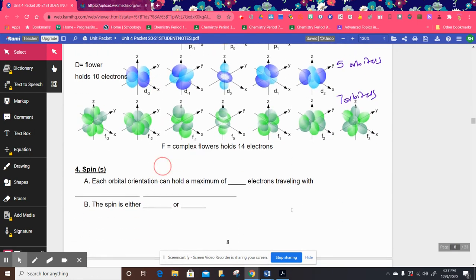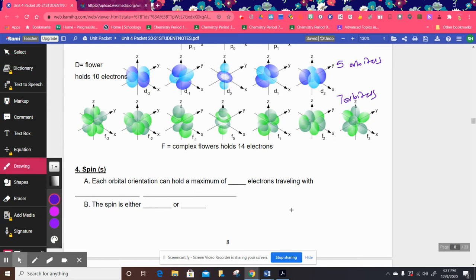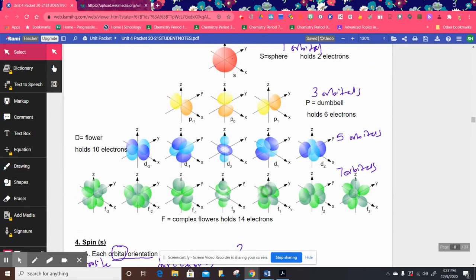So as far as spin, within the orbitals, each orbital can hold a maximum of 2 electrons. If 2 electrons have to share an orbital, they don't like to share, so they will spin in opposite directions. Since they spin in opposite directions, one will have an up spin, and the opposite we notate by a down spin. Let's look back up here at our orbitals.